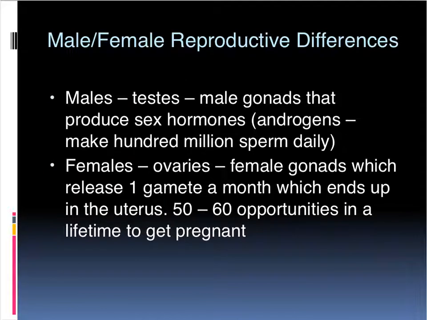Let's contrast the male and female reproductive system. In males, we have the testes. The testes are the male gonads, and they produce sex hormones, specifically androgens or testosterone. The male is able to produce literally hundreds of millions of sperm daily. The females, on the other hand, they have ovaries. Those are the female gonads, and they release 1 gamete a month, or an egg a month, which will end up in the uterus. That equates to 50 to 60 pregnancy opportunities in a lifetime.